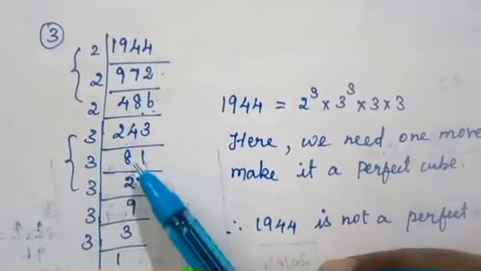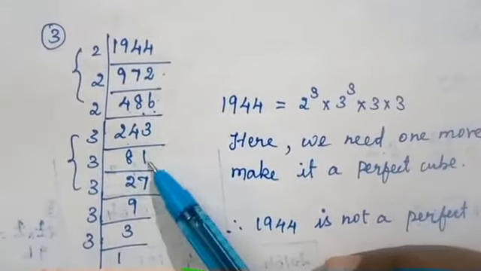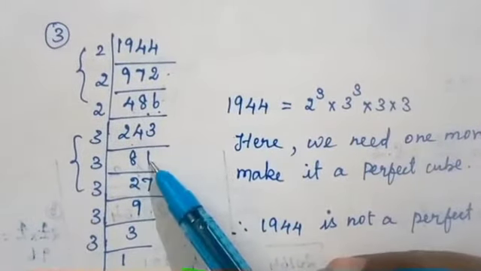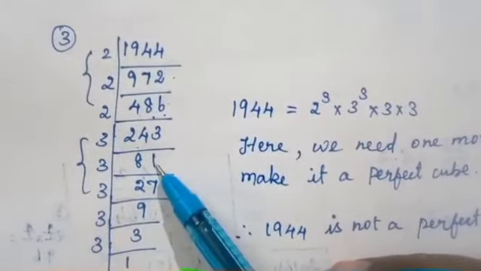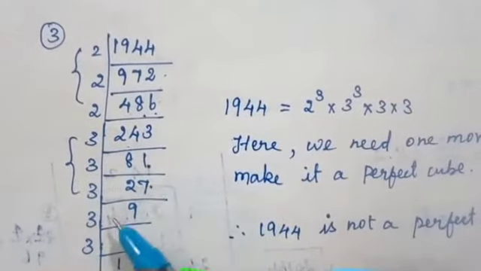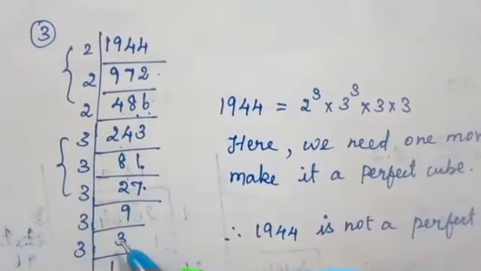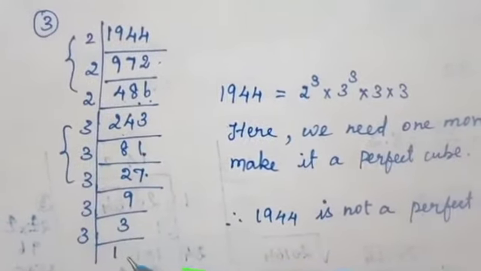Now the 3 table: 8 3s are 24, 1 3 is 3. Next again the 3 table: 2 3s are 6, balance 2, so the next number is 21. So 7 3s are 21. Now again the 3 table: 9 3s are 27. Again the 3 table, 3 times, and again 1 time.